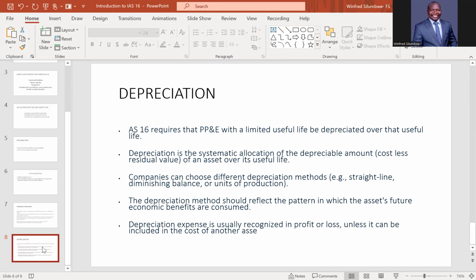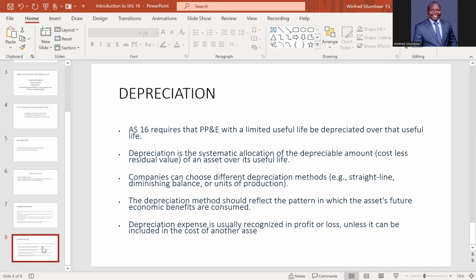Now, the depreciation method should reflect the pattern in which the asset's future economic benefits are consumed. What we are saying is that when you buy a motor vehicle, a new Hilux, there is always an estimation that this vehicle in this company will expire after 5 years, meaning after 5 years its life would have been economically recovered, meaning the company should have used it. So you don't just begin to depreciate anything. No. There should be a policy that guides how assets should be used.